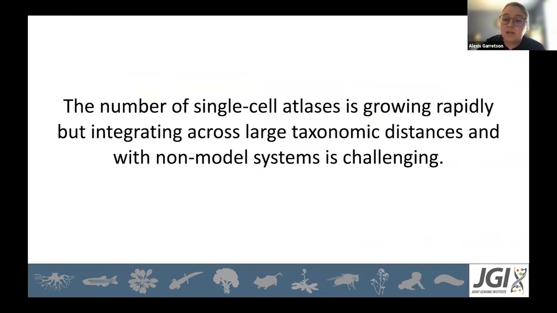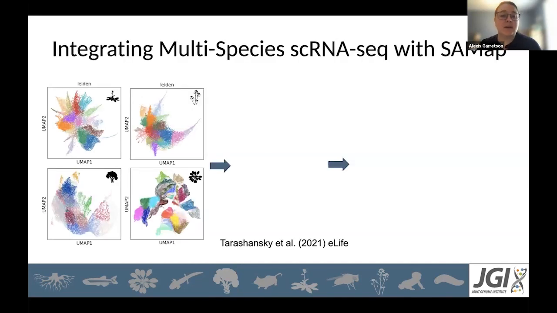So while this large body of single cell data sets is being generated, a major challenge is integrating or synthesizing the data that's being generated across different taxonomic distances, as well as using single cell data sets that are generated in non-model systems, where the annotations for cell types, or sometimes even information about the cell types that would be present in the data set, are unknown. So a tool we were working on this summer to integrate data across species and to transfer labels from well-labeled to poorly labeled species is a tool called SAMap.